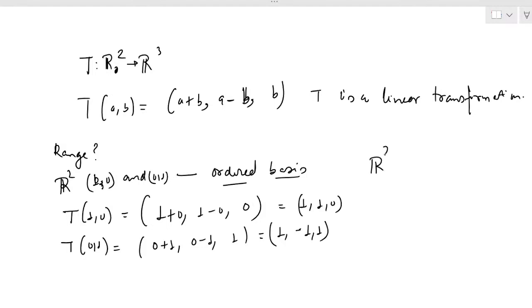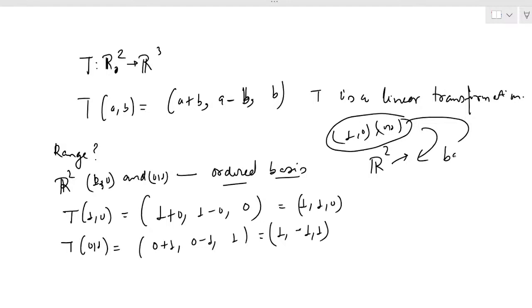We know that (1, 0) and (0, 1) generate the entire R square. This is why it is called a basis. Now this is the basis set for the image set. This will generate the range of T. So this is your ordered basis here, and this will generate the range of T, isn't it?